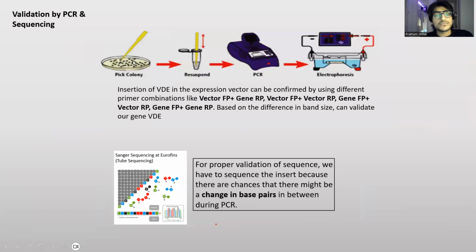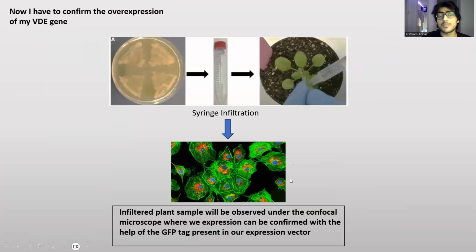Now we need to validate the colonies. We pick up a colony, resuspend it in the PCR reaction, run the PCR, and then run electrophoresis. Here we can use different sets of primers, like vector forward with gene reverse, or gene forward with vector reverse, so the lengths will be different on the gel. That's the method of validation. But while running all these reactions, PCR and so on, there are chances that a base pair got deleted or something. So the proper method for validation is Sanger sequencing, which we should go through, as it gives us the proper result.